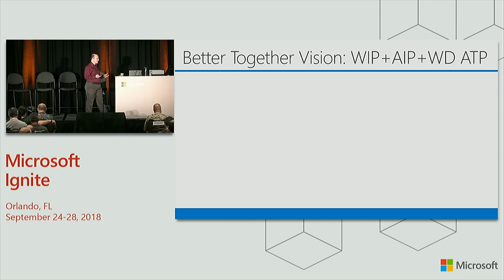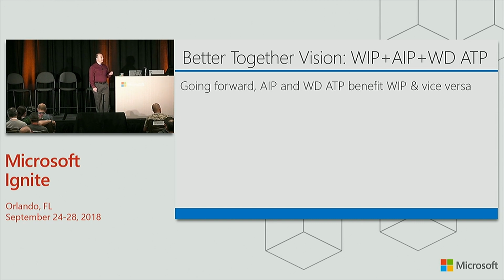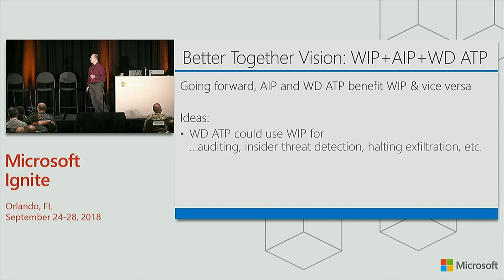Going forward, I can't really talk about future plans, but I can talk about ideas. We want this to work together. We're going to see more integrations in these technologies. We want AIP to benefit Windows Defender ATP to benefit WIP and vice versa. So here are a few ideas I've been throwing around with my partners. One is that WDATP could use WIP for a number of things. Auditing. Good idea to know when data is leaking, right?